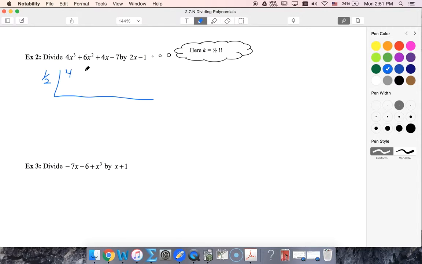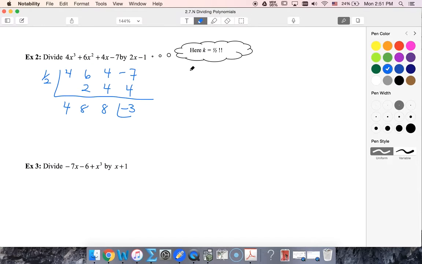I'm going to fill in 4, 6, 4, -7. I don't need any zeros. The 4 comes down, I multiply. I get 4. I add down, and now I multiply, and now my remainder is -3.